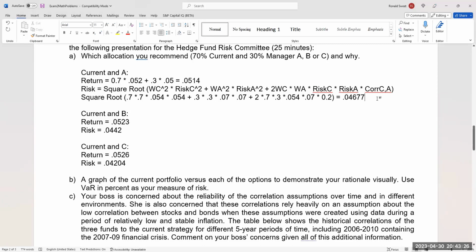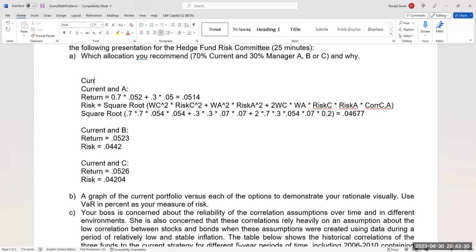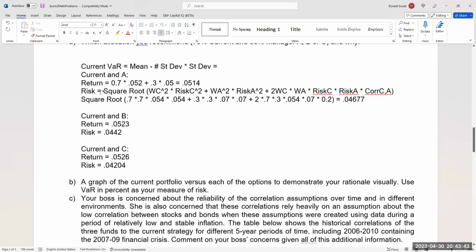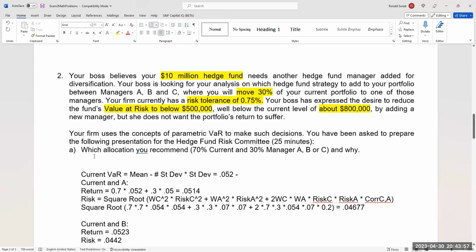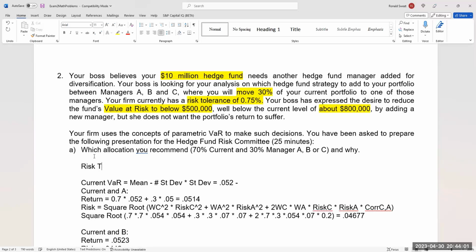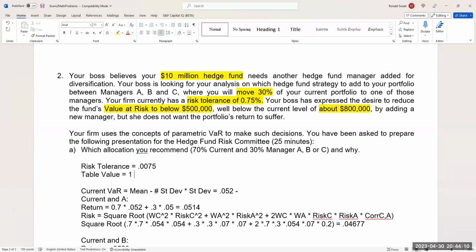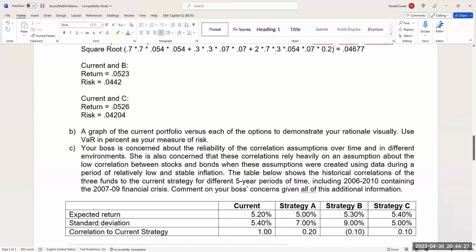So the last thing you want to do is do the VARs. So the current VAR is going to equal the mean minus the number of standard deviations times the standard deviation. So for them, the mean is 5.2. Minus, so how many standard deviations are there? Their risk tolerance is 0.75%, so 0.0075. So the table value is going to equal 1 minus 0.0075, and that's going to equal 0.9925.